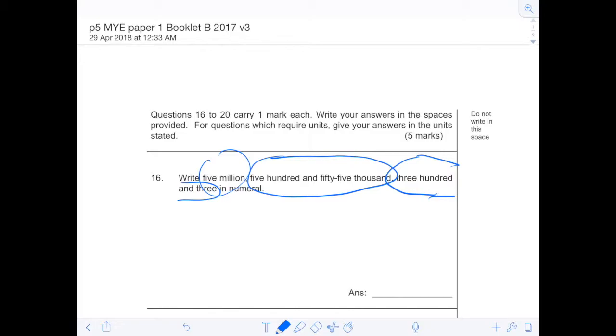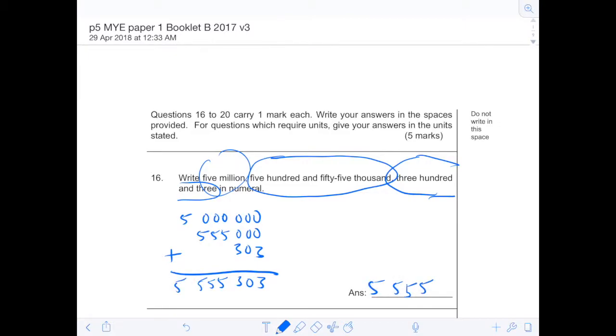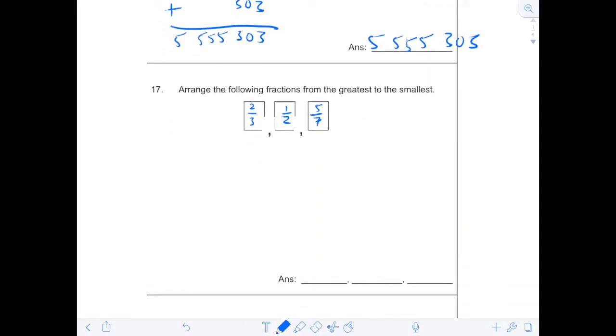Okay, so you get 5 million, and then the next one, you get 555,000. Last one, you get 303. Okay, you just need to add them up. Then you just copy down, make sure you don't make any careless mistakes. Okay, that's your answer.